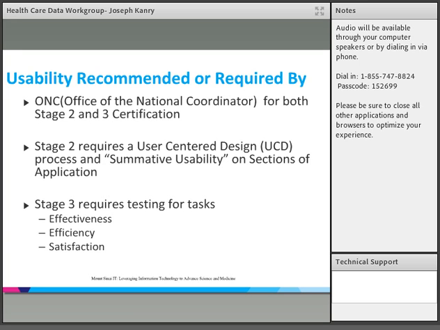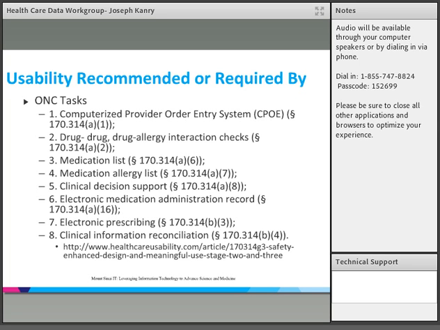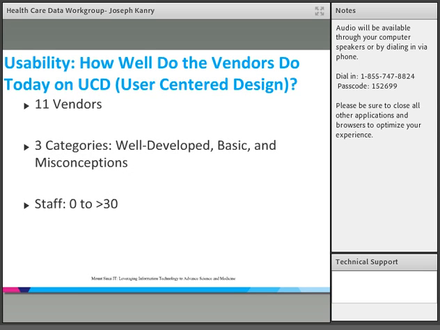Usability is recommended or required by the Office of the National Coordinator for both Stage 2 and Stage 3 certification, meaningful use. Stage 2, they're recommending a user-centered design process and some of usability. Stage 3, they're actually getting to effectiveness, efficiency, and satisfaction. So if you look at Stage 2, there's some of design. It's tasks. Again, remember we talked about tasks and efficiency, but it's not really testing the full gamut of usability.